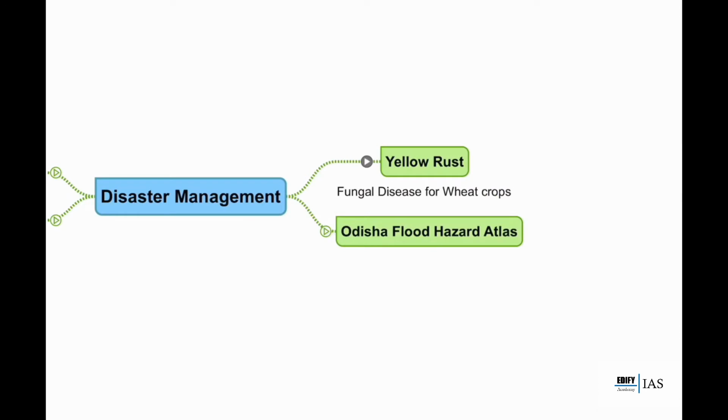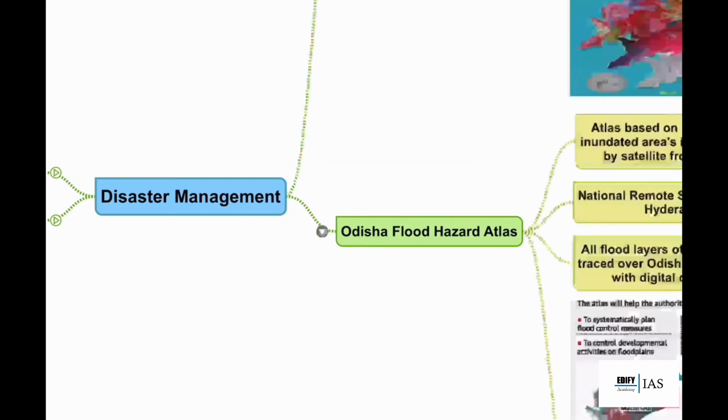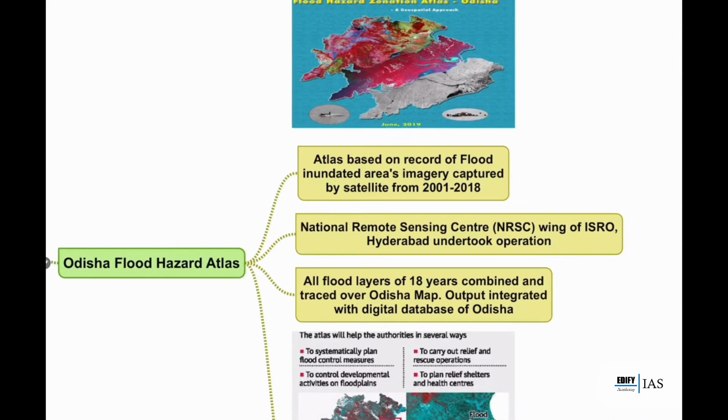Let's look at the next topic now. We have the Odisha flood hazard atlas. Now Odisha is a state which is affected by floods every year. Okay, so what Odisha government has done is they have taken images of Odisha during the floods in the last 18 years, and they have layered each one over the other, and they have stacked all of that over the current map of Odisha. With this, we are able to understand how a river flows.